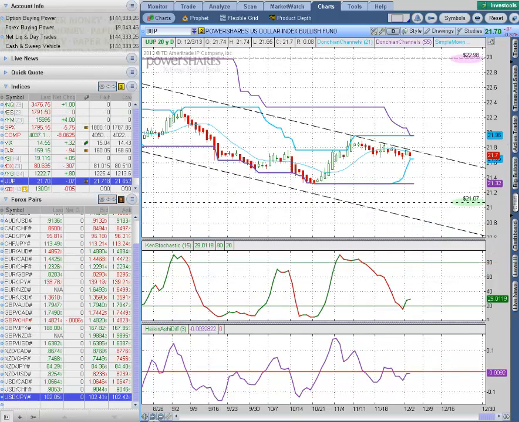The US dollar closed down, and it remains in the downward channel framed by the black dashed lines. Support is at 21.07 as seen by the light green oval, and resistance is at 22.98 as seen by the light pink oval.